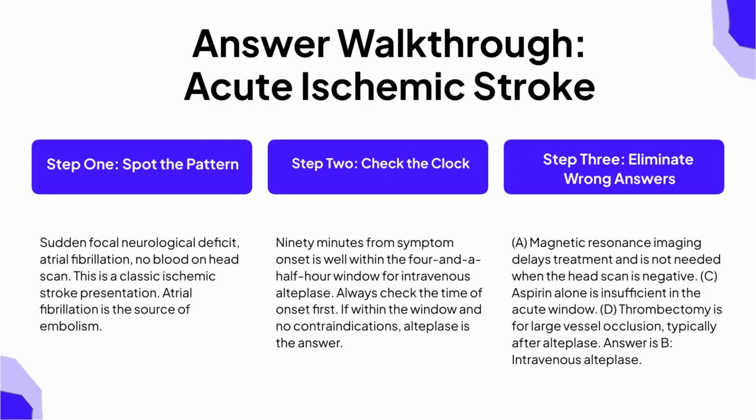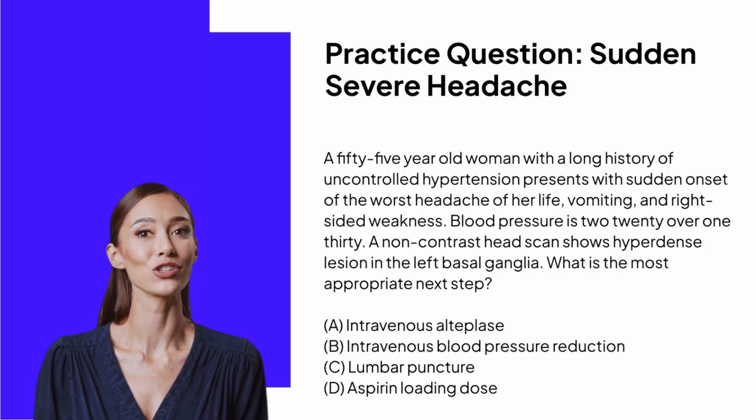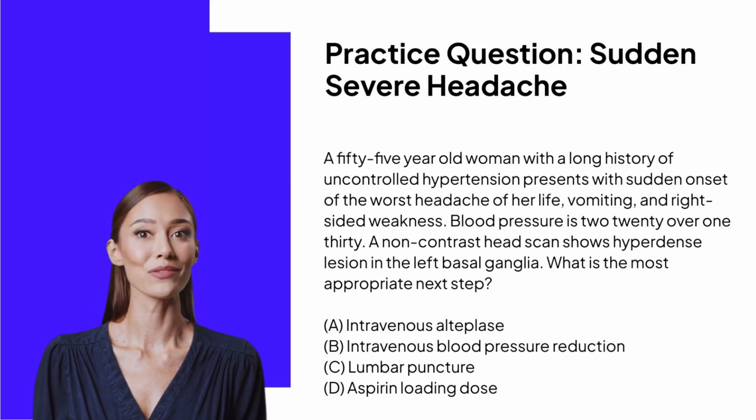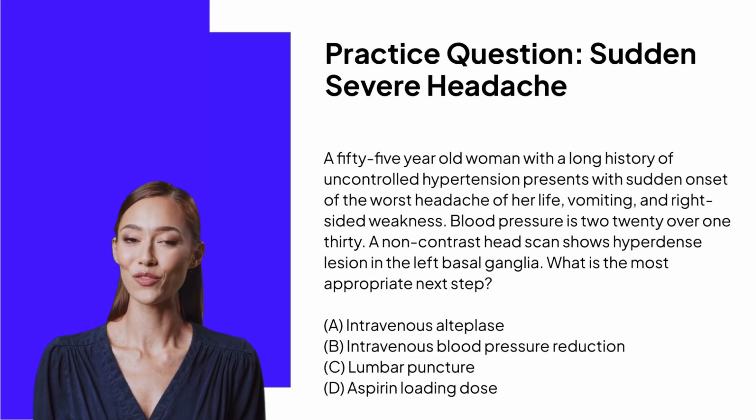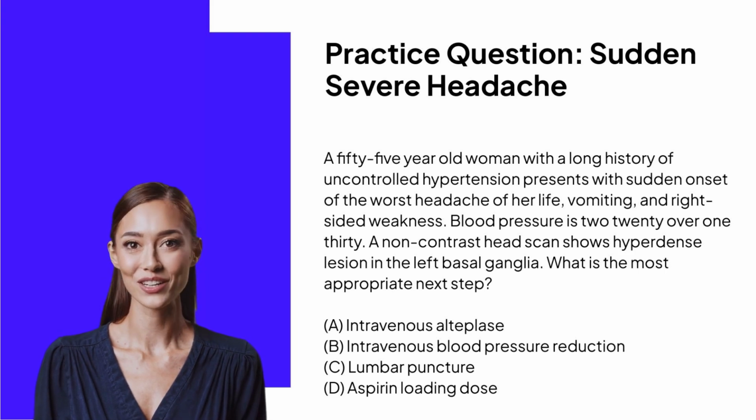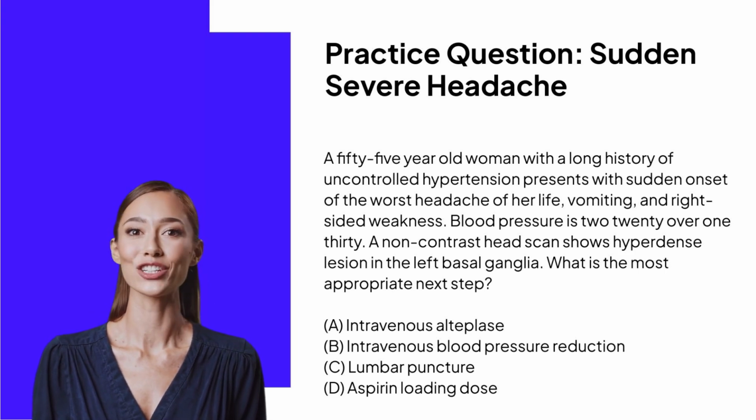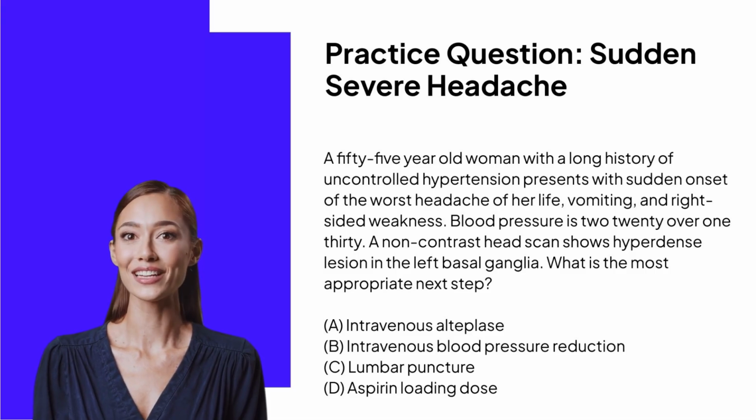The correct answer is B, intravenous Alteplase. Now let us try a hemorrhagic stroke question. Read through the stem. A 55-year-old woman with uncontrolled high blood pressure, worst headache of her life, vomiting, right-sided weakness, and extremely elevated blood pressure. The head scan shows a hyperdense lesion, which means blood, in the left basal ganglia.